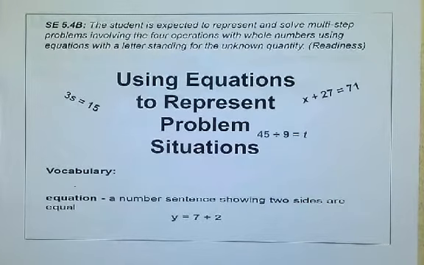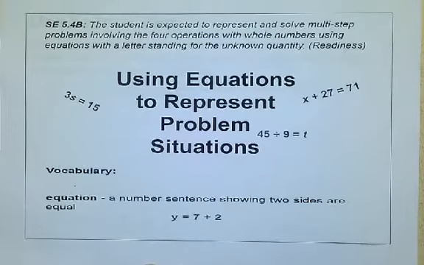Using equations to represent problem situations. 5.4b. The student is expected to represent and solve multi-step problems involving the four operations with whole numbers using equations with a letter standing for the unknown quantity. This is their readiness standard. The main vocabulary word you need to focus on is equation, a number sentence showing two sides are equal.